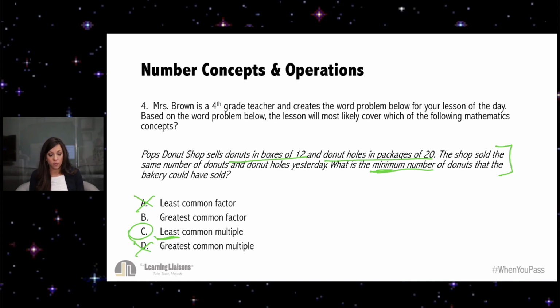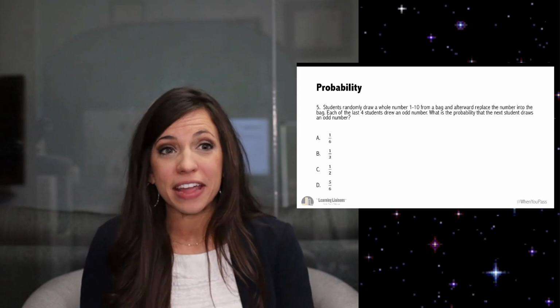I also know that least common multiple means what's the least common number between 12 and 20 that has a multiple that gives me a bigger number. Greatest common factor would be numbers that multiply to give me 12 and 20. But least common multiple is a multiple of 12 and a multiple of 20. So 12, 24, 36, or 20, 40, 60. And then I can figure out how many donuts the bakery sold. Excellent job.